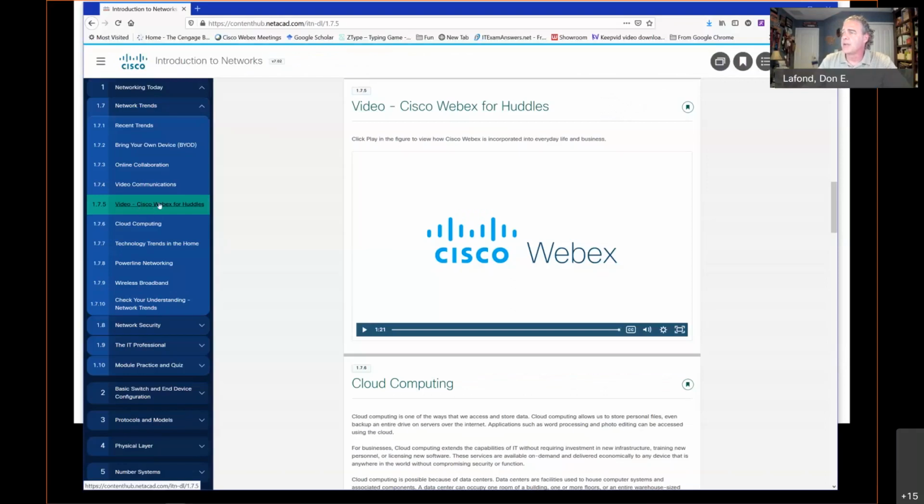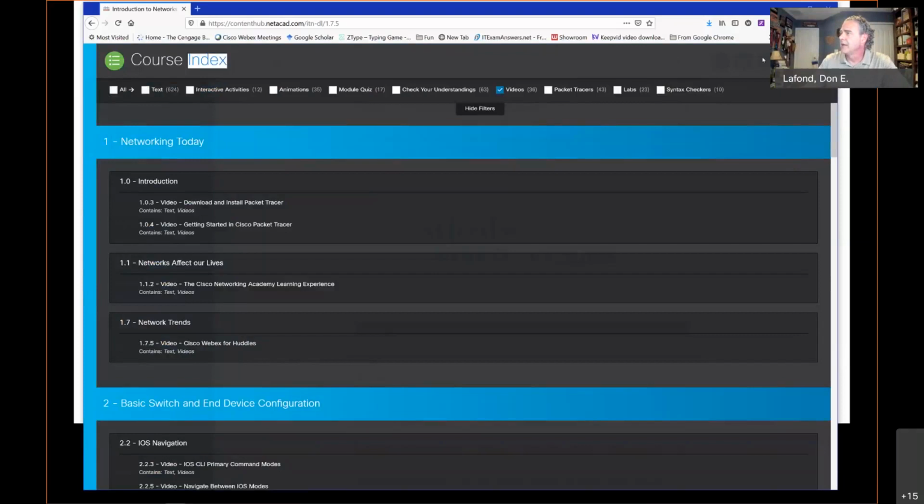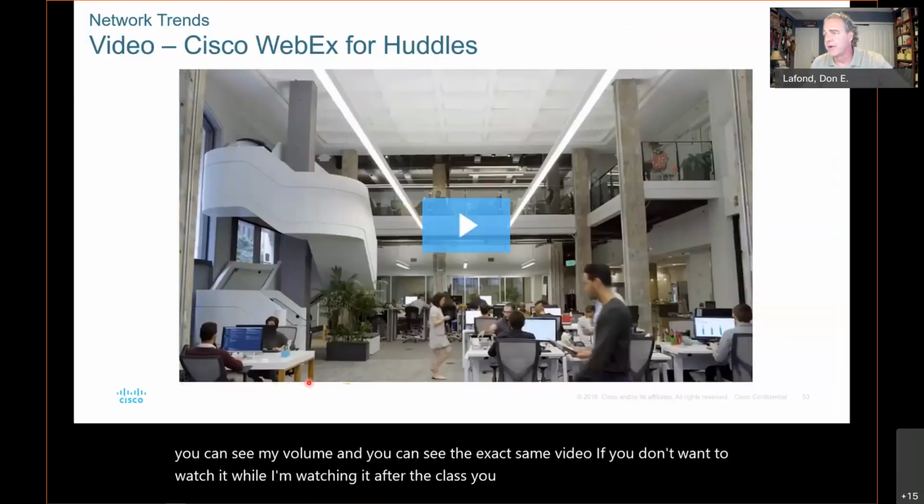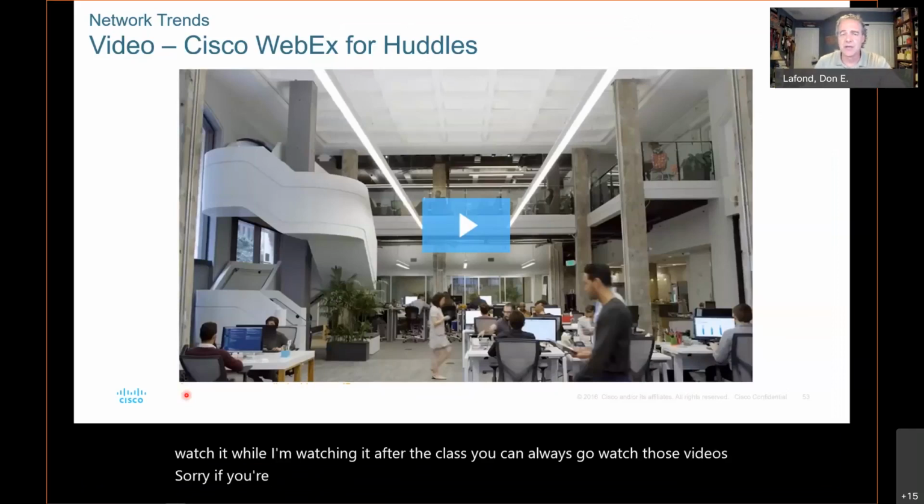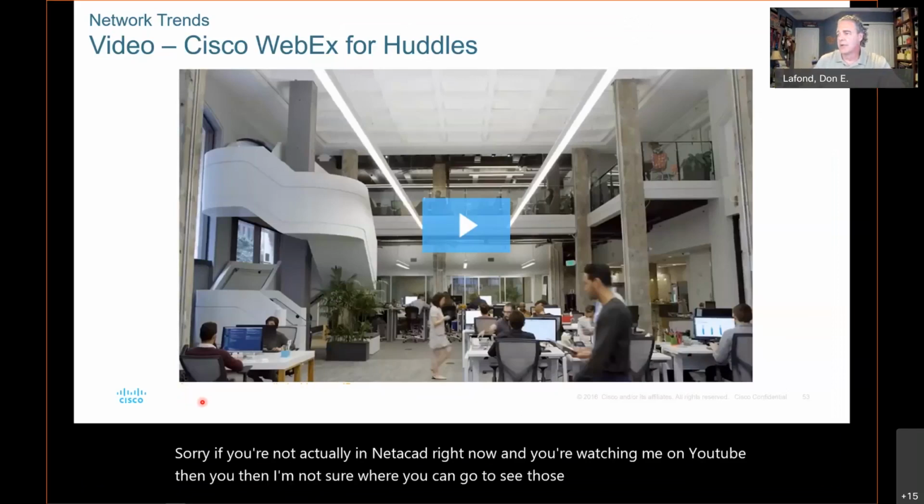So you can always see the videos if you're in NetAcad by going to the index and then going into videos, and then you can watch the videos. You can start them on your own end and turn down the volume on my end, and you can see the exact same video. If you don't want to watch it while I'm watching it, after the class you can always go watch those videos. Sorry, if you're not actually in NetAcad right now and you're watching me on YouTube, then I'm not sure where you can go to see those same videos, but we'll keep going.